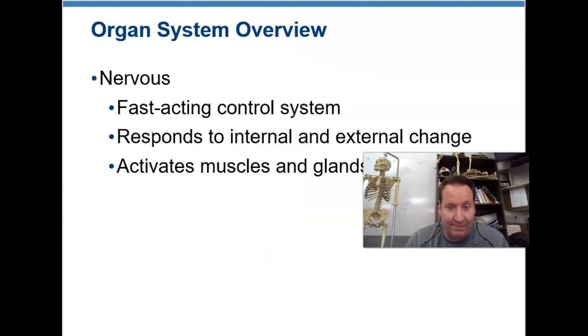The next organ system that we have is the nervous system. The nervous system is your fast-acting control system of the body. It's going to respond to internal and external changes that are going on. And when it responds, it's going to activate muscles and glands. So this is your fast-acting control system. It's going to monitor things and respond to those things that it's monitoring.